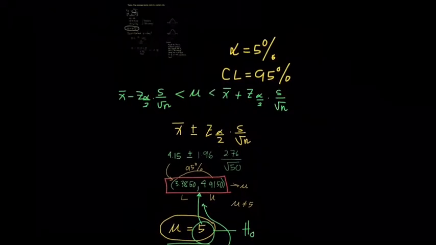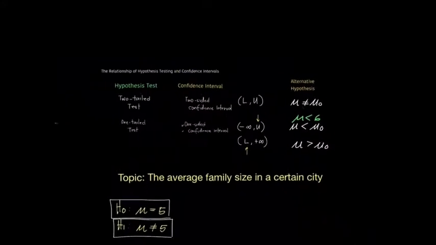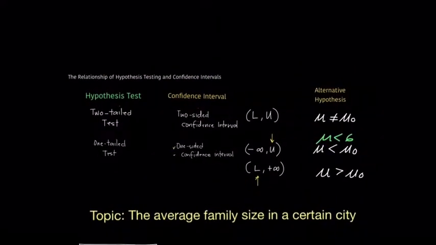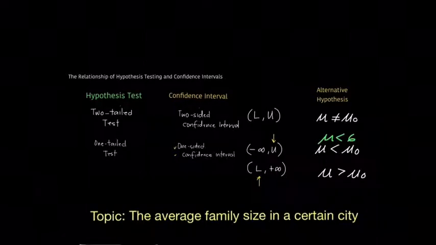My first example is by using a two-tailed test in relation to a two-sided confidence interval. Now let's look at the other type. What if the testing is supposed to be a one-tailed test?